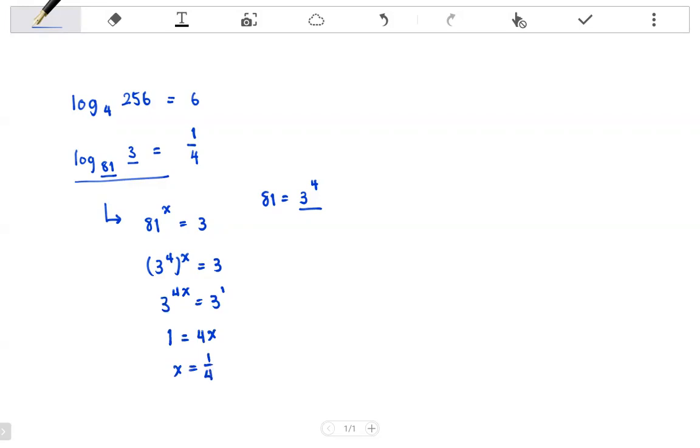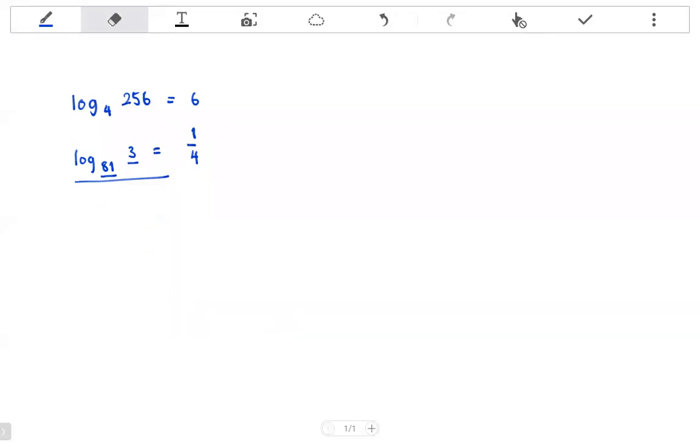1/4, correct. Make sense? Hopefully that makes sense. Let's move on to a different question. Let's try log base 8 to 1 over 32.